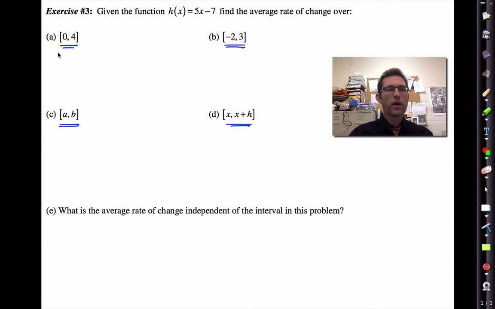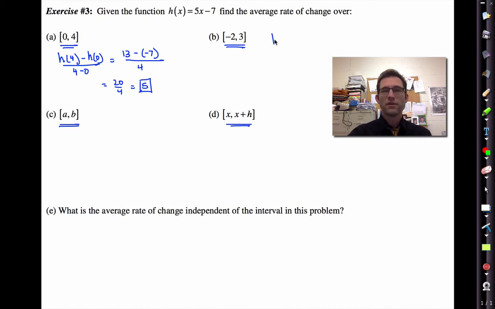No problem, right? We just blindly apply the formula. h of 4 minus h of 0 divided by 4 minus 0. I'm going to just do the calculations here. h of 4 would be 5 times 4 is 20, minus 7 would be 13. h of 0, got to be careful there, is negative 7. And of course, 4 minus 0 is 4. 13 plus 7 is 20, divided by 4 gives me an average rate of change of 5.